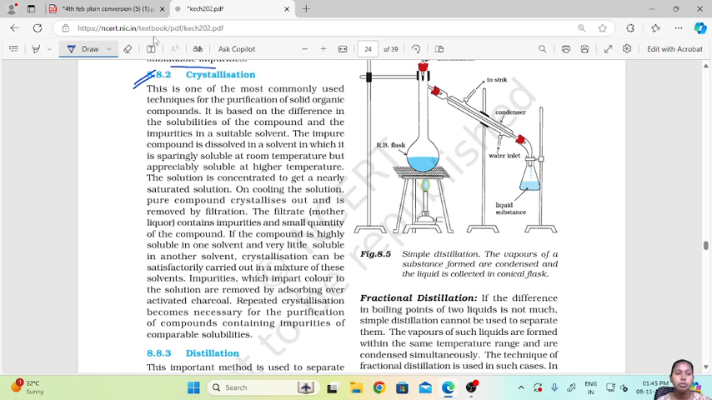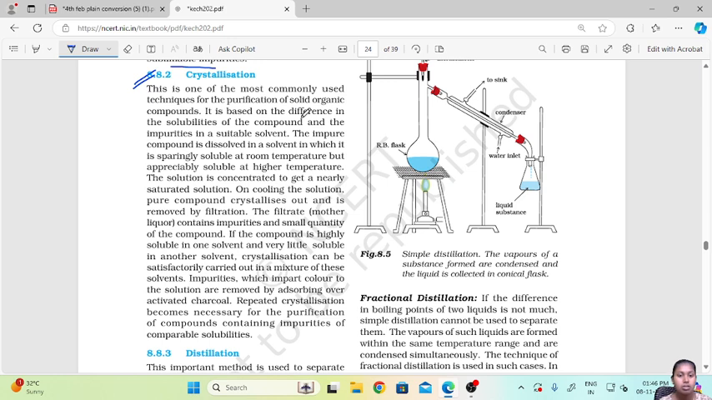So, whenever you do the crystallization technique, you dissolve your impure compound, your compound with impurities, in a solvent in which your compound is sparingly soluble at room temperature. Sparingly means it doesn't completely dissolve at room temperature, but the moment you heat it, your desired compound is dissolved completely. Now this concentrated solution gets nearly saturated. On cooling, your compound which was dissolved will get crystallized, and this crystallized solution is filtered.